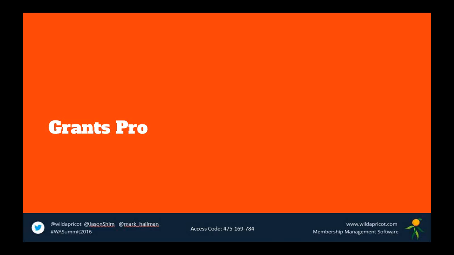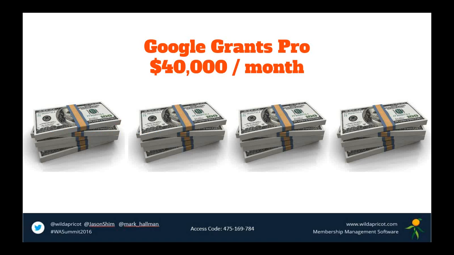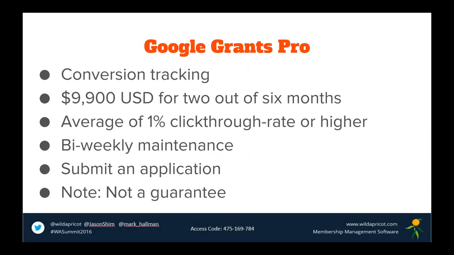In Grants Pro, this is the next level. Again, if you hit certain benchmarks, we're basically going to allow you to go from $10,000 per month to $40,000 per month, or roughly $1,300 per day. There are a few items to hit as far as being allowed to do so. One is you have to have conversion tracking in place. You also have to spend $9,900 of the $10,000 for 2 of the trailing 6 months. Maintain an average of 1% click-through rate or higher. You have to be in the account more often, bi-weekly minimum, doing maintenance and updating things. And you also have to submit an application. The one trick is you might hit all those benchmarks, but there's no guarantee that Google's going to approve it. If for some reason they don't, that's okay. Keep the $10,000 and be happy to have that.